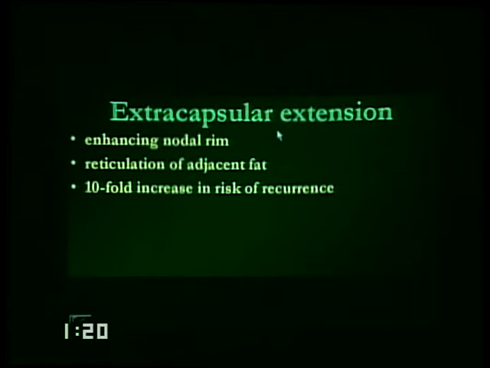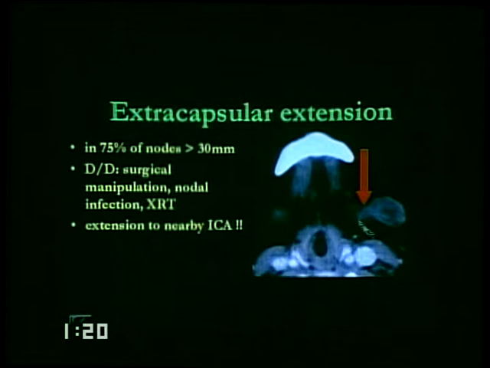Extracapsular extension, this is probably the worst thing. If you see extracapsular extension, the prognosis is very, very poor. How do you determine whether or not that's going on? You look at the fat around the lymph node. If there is any reticulation of the fat around the lymph node, you know that the pathology has spread much beyond it. If you've had recent intervention, manipulation, or even radiation therapy, that can cause similar changes.